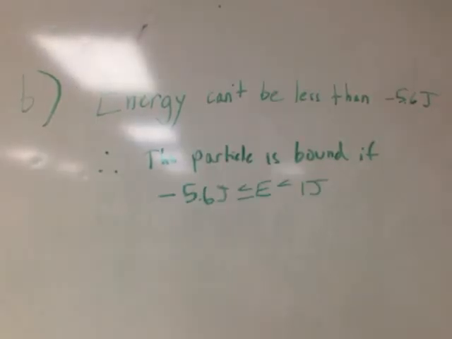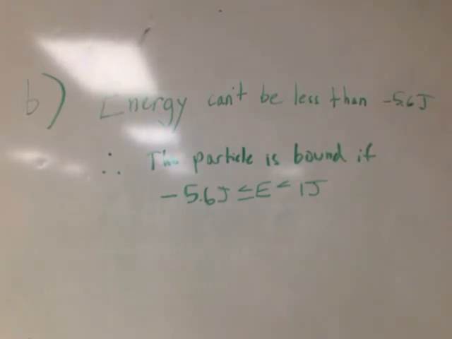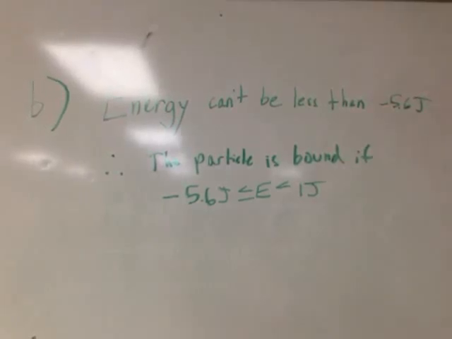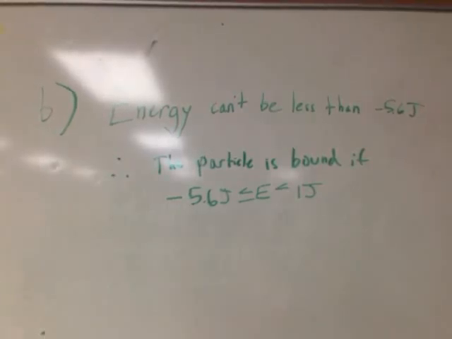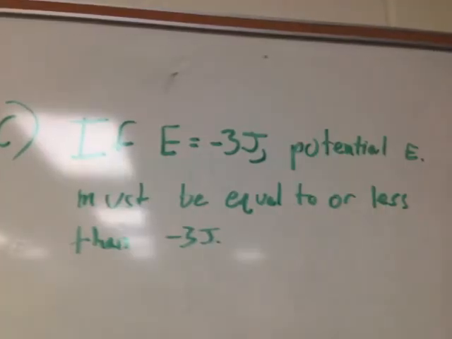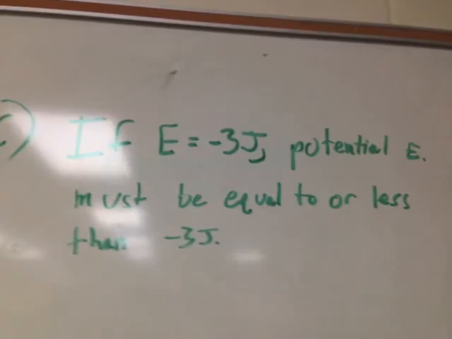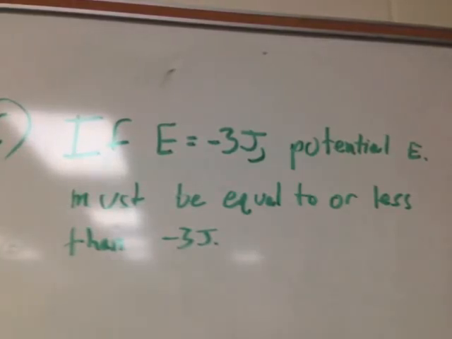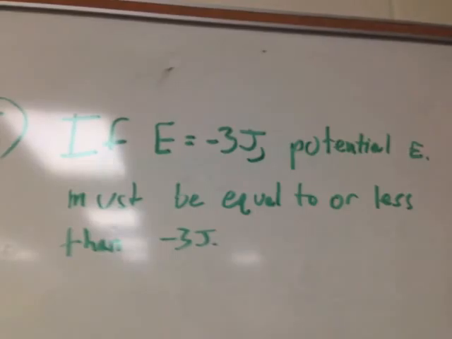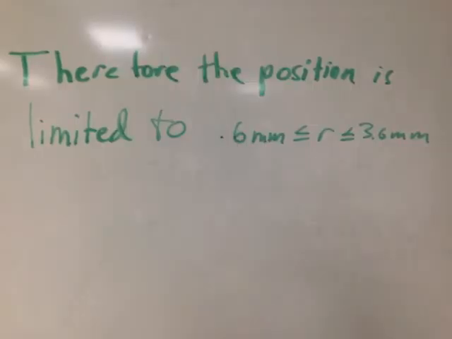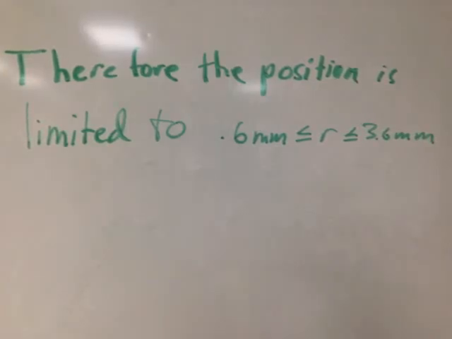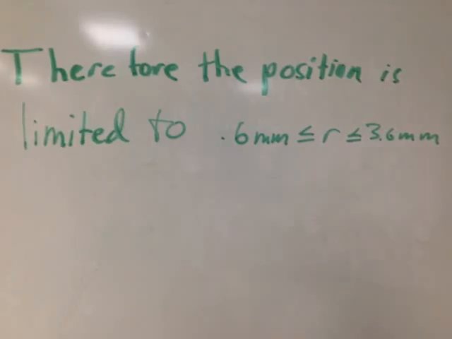For B, energy can't be less than -5.6 joules. Therefore, the particle is bound if E is greater than or equal to -5.6 and less than 1. C, if E is equal to -3 joules, potential energy must be equal to or less than -3 joules. Therefore, the position is limited to 0.6 millimeters less than or equal to r, which is less than or equal to 3.6 millimeters, since that's where that only exists.